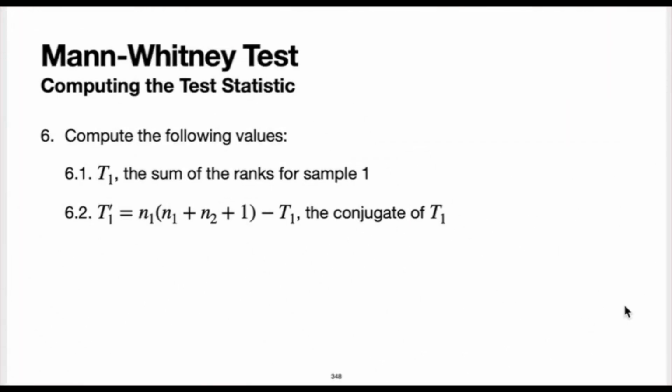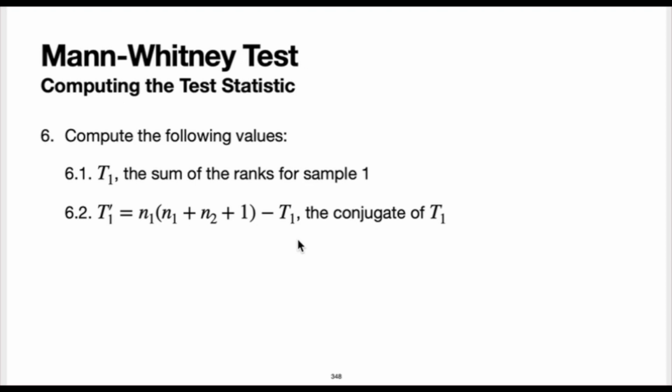Then in step 6, we're going to compute the following values. We're going to compute the rank sum, the sum of the ranks for sample 1, T1. And in addition to that, we're going to calculate the conjugate of T1, so T1 prime, which is N1 times the quantity N1 plus N2 plus 1 minus T1.